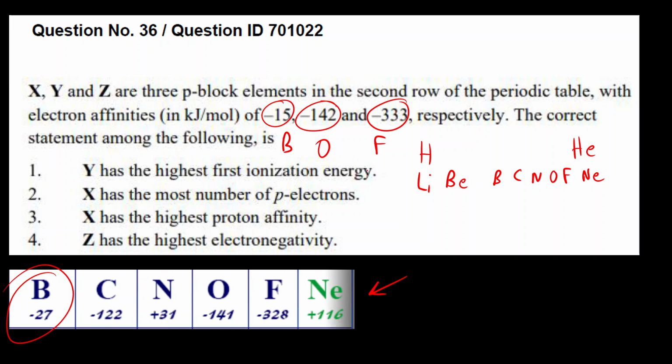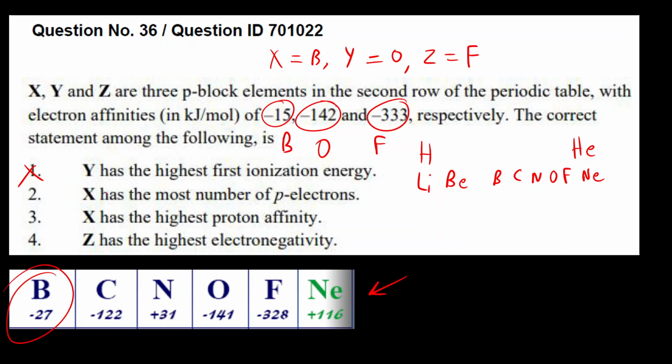Y has the highest first ionization energy. Y is what? Y is oxygen. X is boron. Y is oxygen. Z is fluorine. Y has the highest first ionization energy. No, that is incorrect. Which will have the highest first ionization energy? Boron will not be, Y will not be the highest. Highest will be fluorine. So the first option is incorrect.